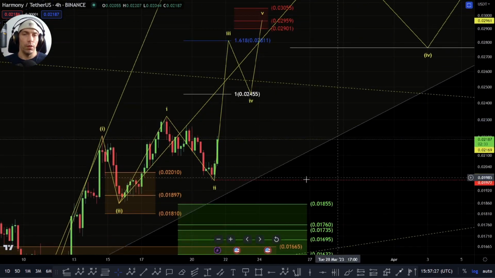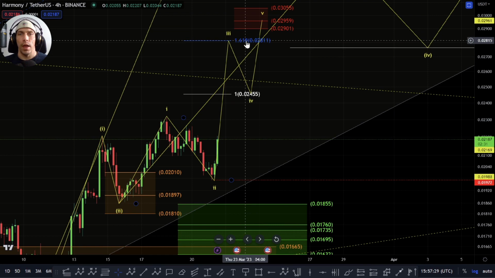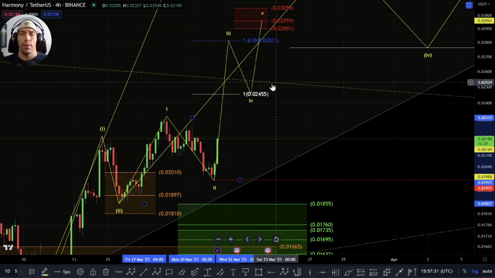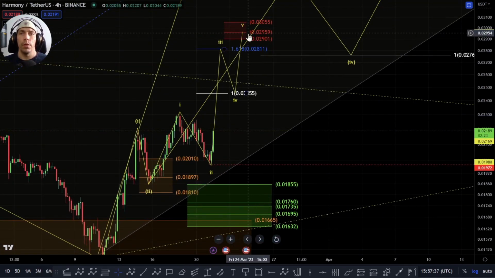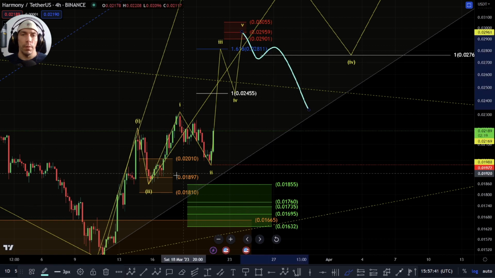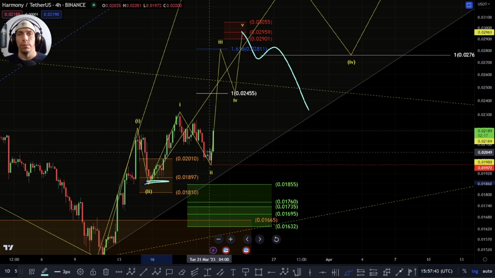What we want to see in the immediate short term is a move up towards this 2811 area, and then basically looking for confirmation of a fourth and a fifth. That would be the first thing that I want to see. If we only see a five-wave move up to here, then what we want to see is whether we manage to hold this low.